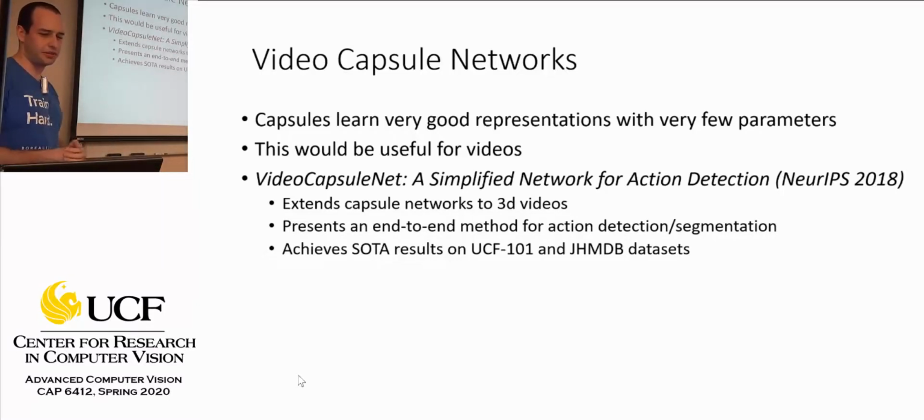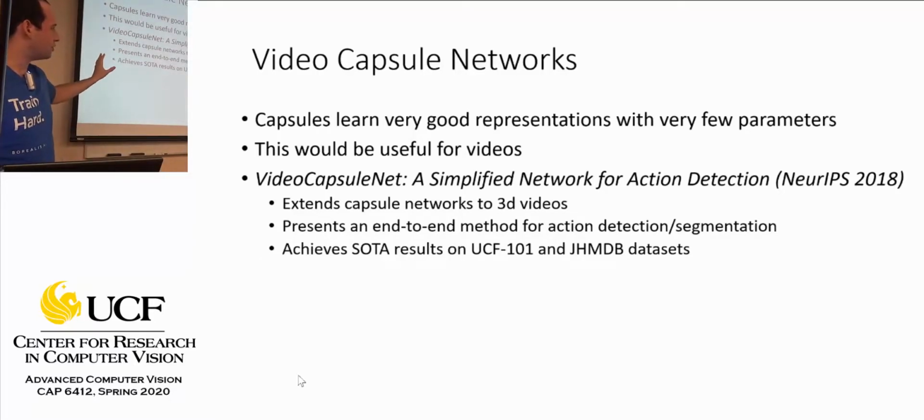And we just extended to 3D. So you could think of it analogously to 2D convolutions. We expanded it to 3D convolutions, but instead of convolutions, we have routing. And so we present an end-to-end method for video action detection and segmentation, and it achieves very good state-of-the-art results on UCF101 and JHMDB, which are popular action detection data sets.